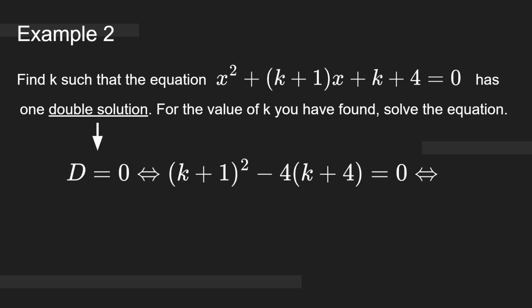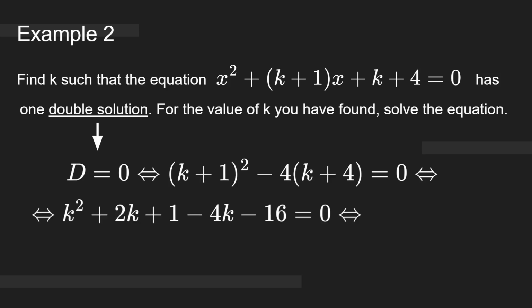Thus we have (k plus 1) squared minus 4 times (k plus 4) equal to 0, which gives us k squared plus 2k plus 1 minus 4k minus 16 equal to 0, or k squared minus 2k minus 15 equal to 0. Now we're going to solve this equation.